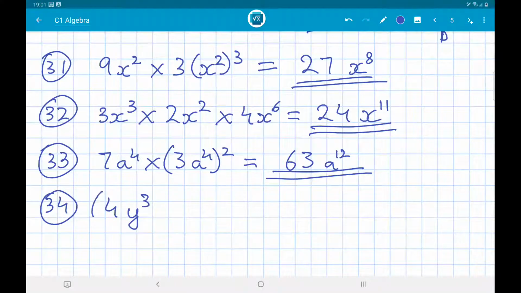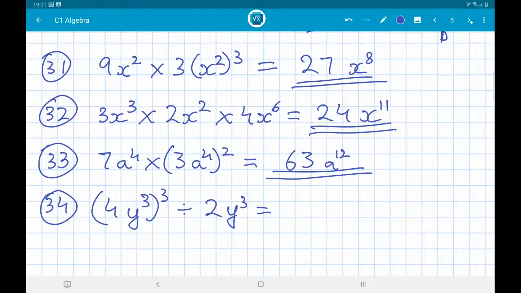34. Four y cubed, whole cubed, divided by 2y cubed. Excuse me, I'm having some sort of dust allergy. I'm not doing well with polyester stuff, and I'm currently wearing a polyester thing. My bad. Anyways, moving on.